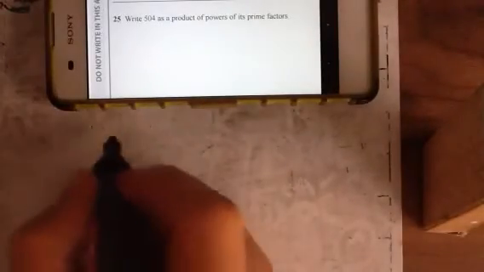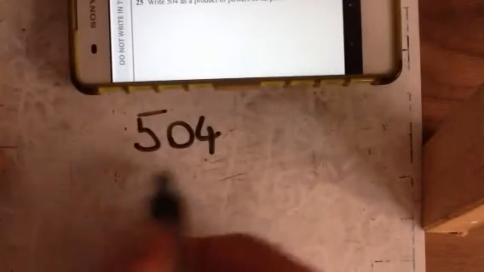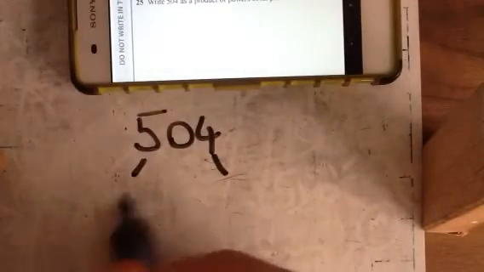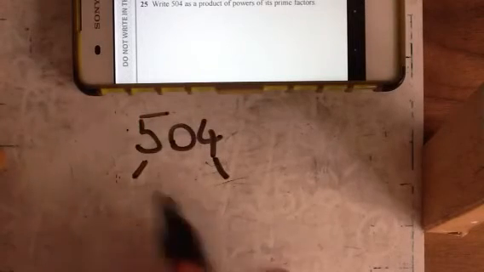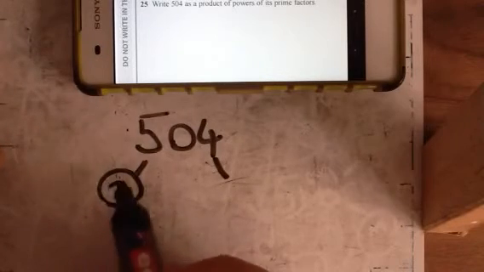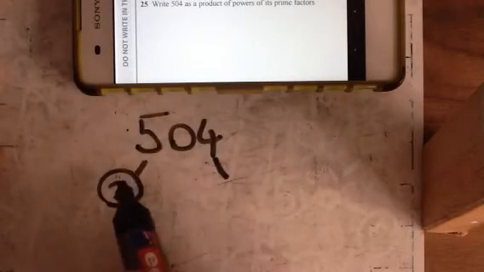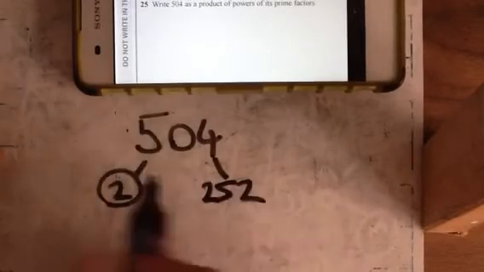Write 504 as a product of its prime factors. There are a lot of ways to do this, but the easiest way is a prime factor tree. So we split into two branches. You could just keep splitting down to factors, but I always like to see what prime numbers go into 504. It's easier to start with your lower prime numbers and work your way up. Just remember prime numbers only have 2 factors. It's even, so I know 2 goes into it. 2 times what is 504? I know 2 times 250 is 500, and 2 times 2 is 4. So this halved is 252.